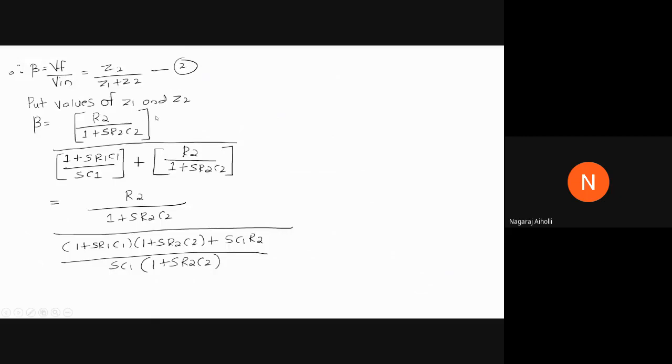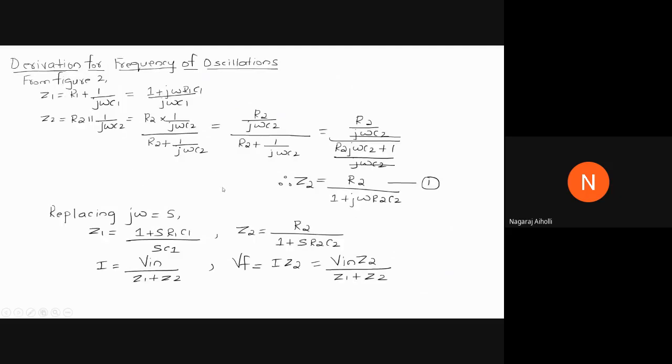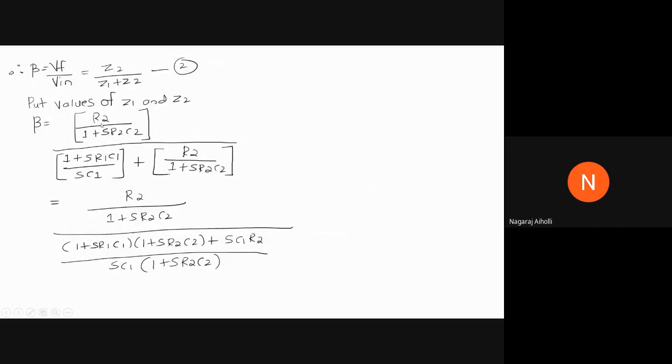Substitute the values of Z1 and Z2. So beta will be equal to, what is Z2? Z2 is R2 divided by 1 plus S R2 C2, and Z1 is 1 plus S R1 C1 divided by S C1. Fine students, substitute that. Beta is equal to R2 divided by (1 plus S R2 C2), divided by Z1, which is (1 plus S R1 C1) by S C1, plus Z2, which is R2 divided by (1 plus S R2 C2). In the denominator, the LCM will be S C1 into (1 plus S R2 C2).